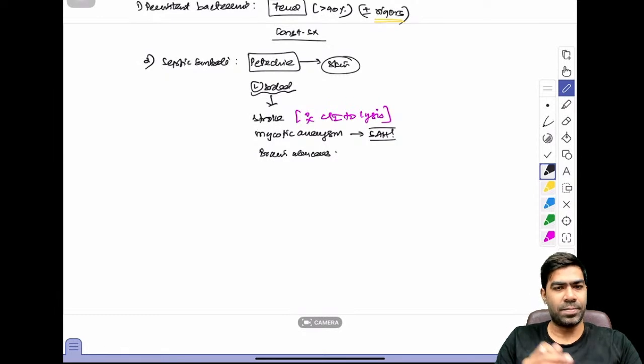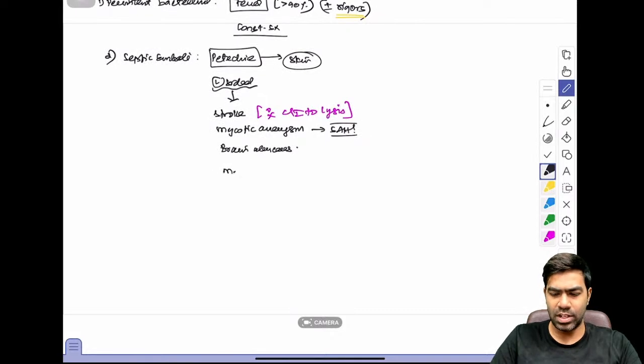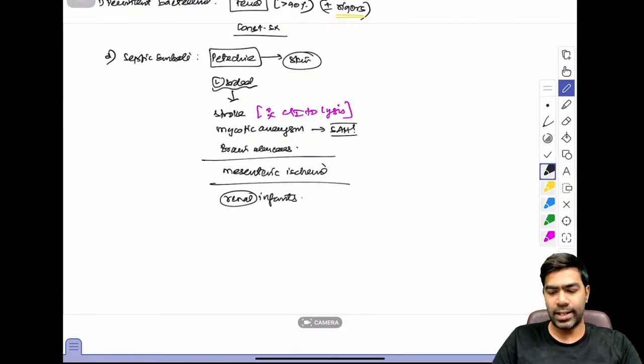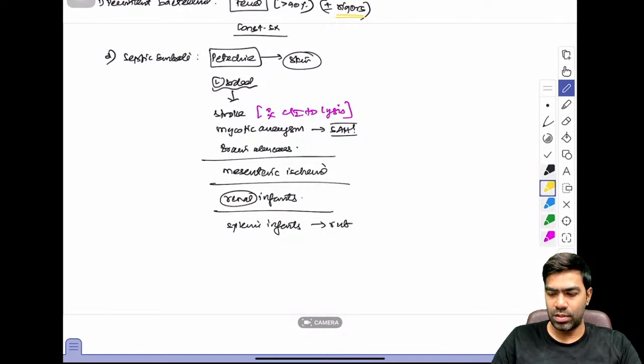And apart from that, they can result in infarcts of multiple areas. Not only the brain, they can go for mesenteric ischemia. They can go for renal infarcts, kidney damage. And they can go for splenic infarcts, which can result in splenic abscess. Whenever you have a splenic infarct, you have a very narrow differential diagnosis, in the sense that you don't have many underlying diseases if you see the word splenic infarct in your exam.